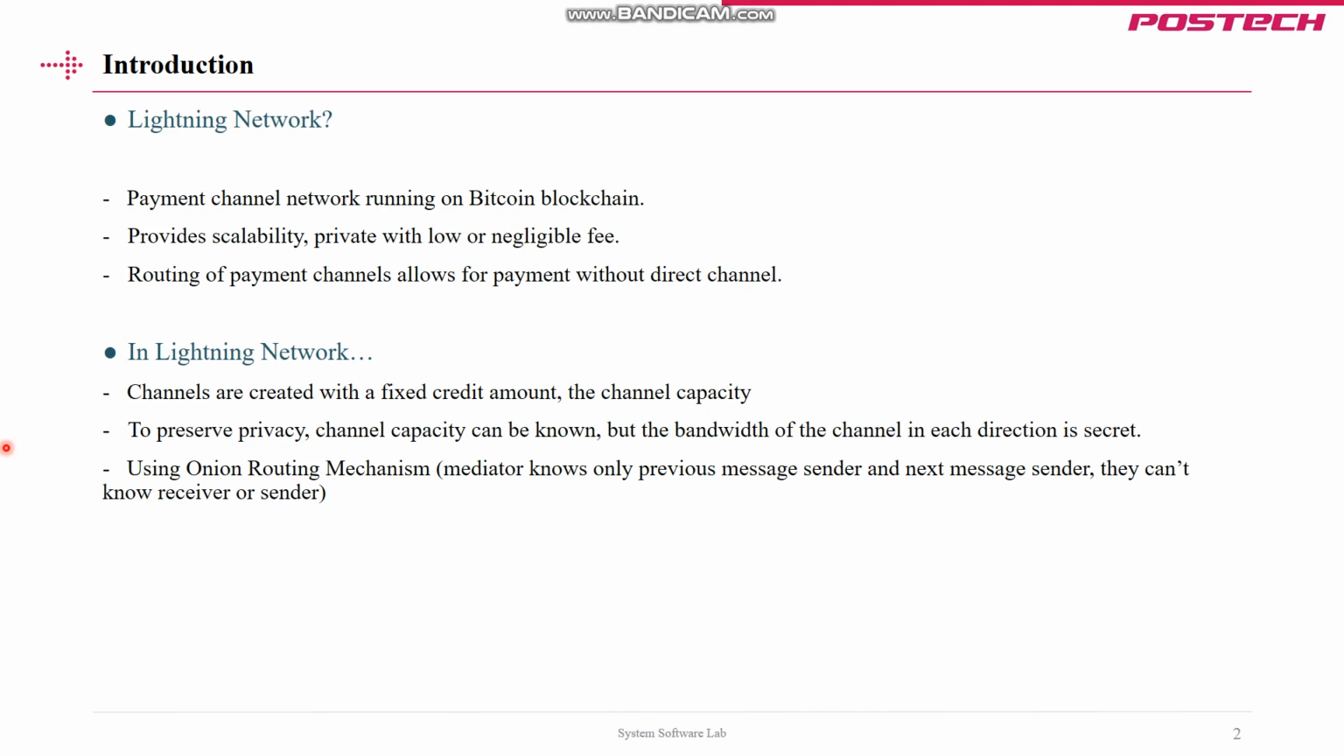And to preserve privacy, the channel capacity can be known, but the bandwidth of the channel in each direction is secret. It means that an external node can only know about the channel capacity. And in Lightning Network, they use an onion routing mechanism, which means that a mediator knows only the previous message sender and the next message sender, and cannot know the sender or receiver, which means the payer and payee.